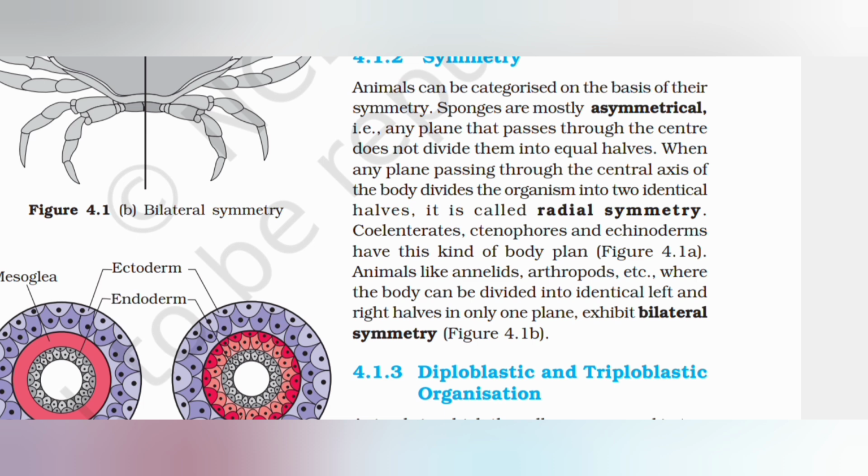Figure 4.1a. Animals like annelids, arthropods, etc., where the body can be divided into two identical left and right halves in only one plane, exhibit bilateral symmetry. Figure 4.1b.